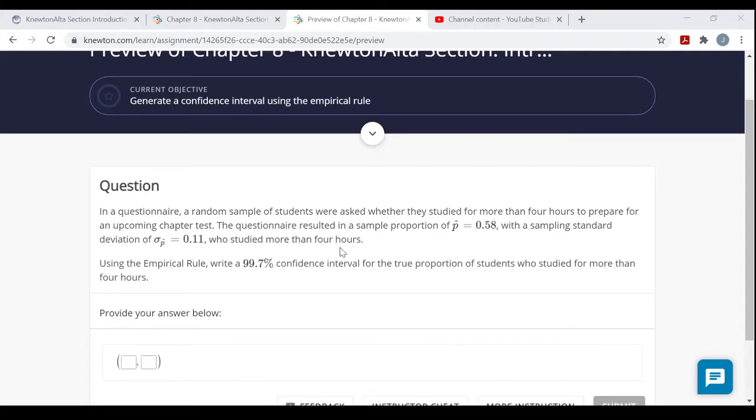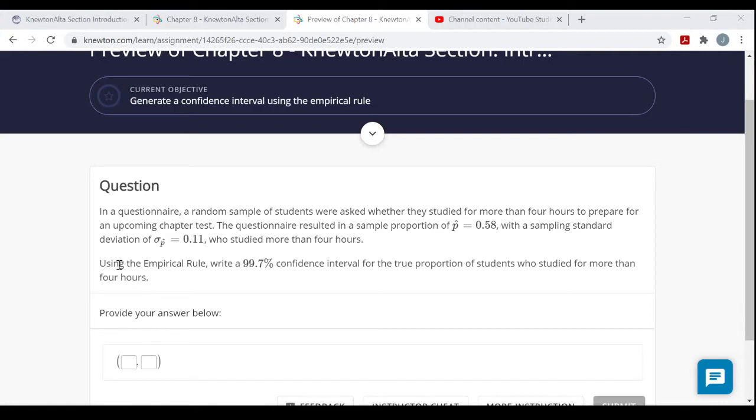Who studied for more than 4 hours, right? So what happened here is they took a sample, these people that took this questionnaire, and of the people in that sample, 58% of those people study for more than 4 hours with a standard deviation of 11%, 0.11.